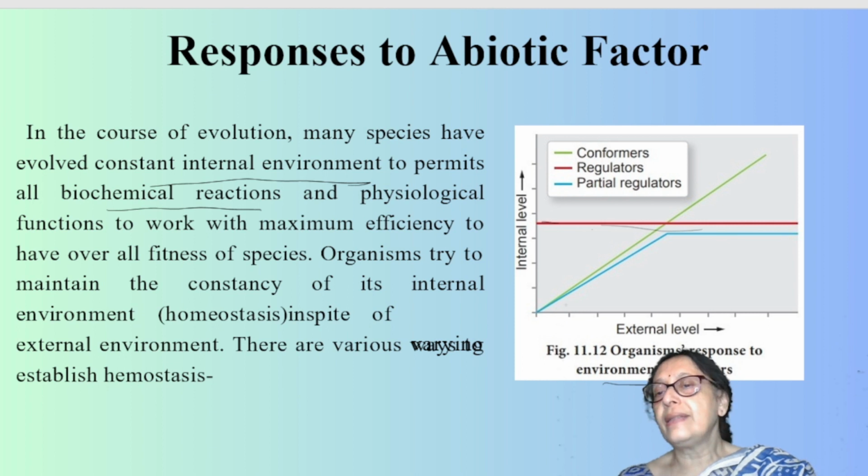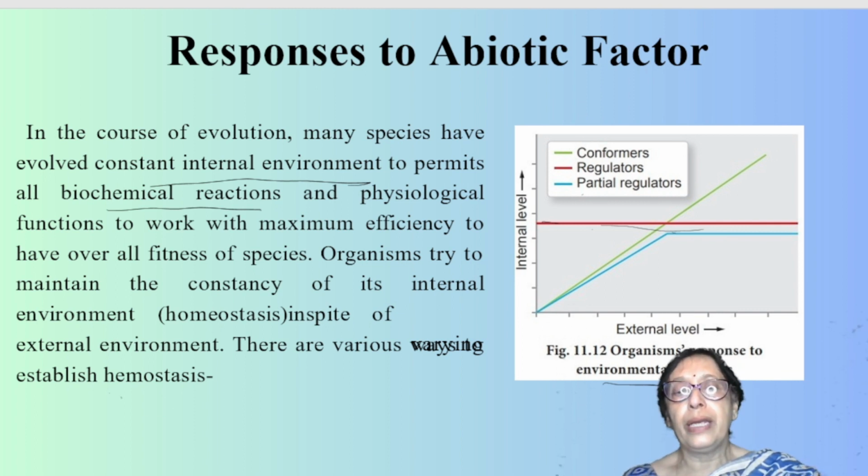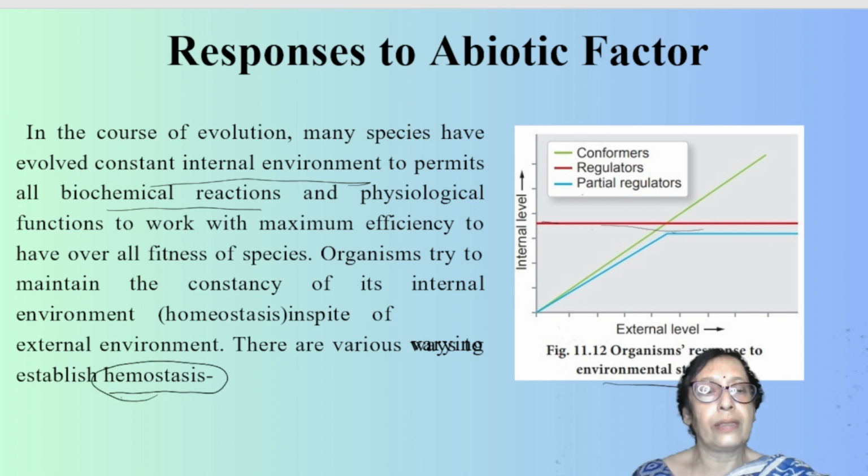Regulators remain balanced at all conditions. The internal level does not vary along with the external environmental conditions. For the conformers, it varies, like the cold-blooded animals. And the temperature varies with the season. And there are partial regulators. To some extent, they can regulate, but to some extent, they vary. So the internal balance of the body in relation to the outer environment is termed as homeostasis.